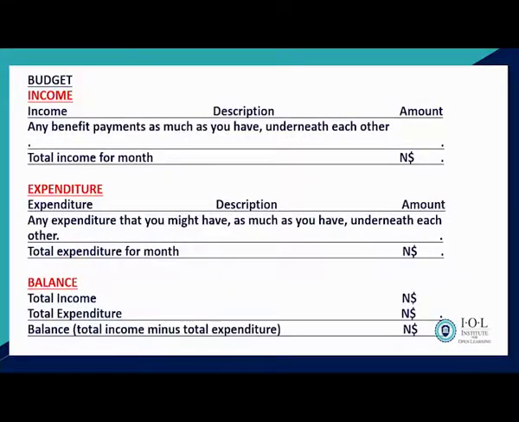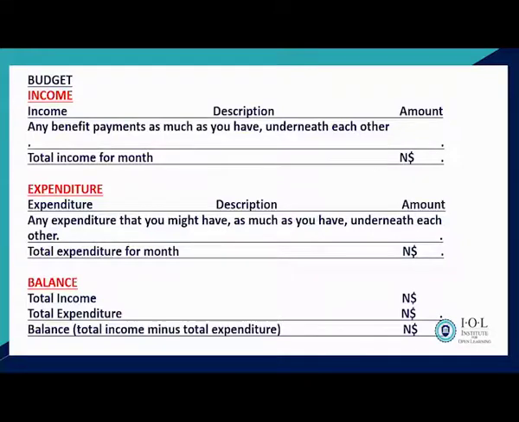Here I have a table for you to look at. The table should be divided into income, expenditure and balance. Under the income, you should have a description of every income that you have and then count it together to put it in the place where they say total income for the month. Under expenditure, you must write down every expenditure that you have underneath each other and the amount that they cost you. Then count it together for the total expenditure of the month.